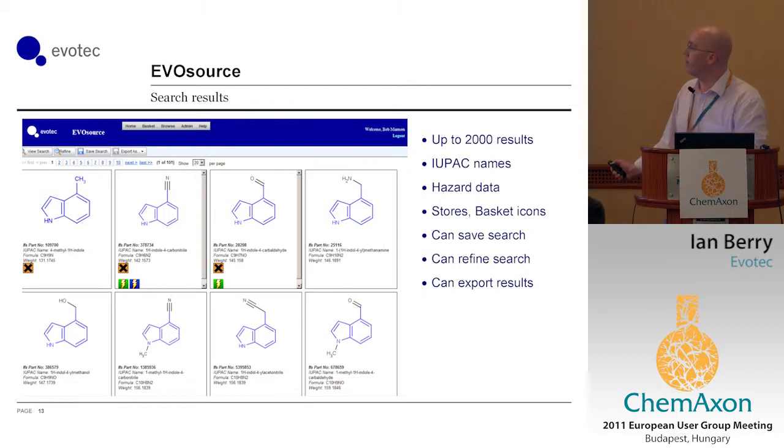And just for speed purposes, we're only returning about 2,000 results at a time, because otherwise the scientists can get overwhelmed, and they should really be doing a better search if they want to find things more specifically. But it also includes all the names generated by ChemAxon tools, obviously, hazard data, and things like that. So you can refine, save, and export results as well.